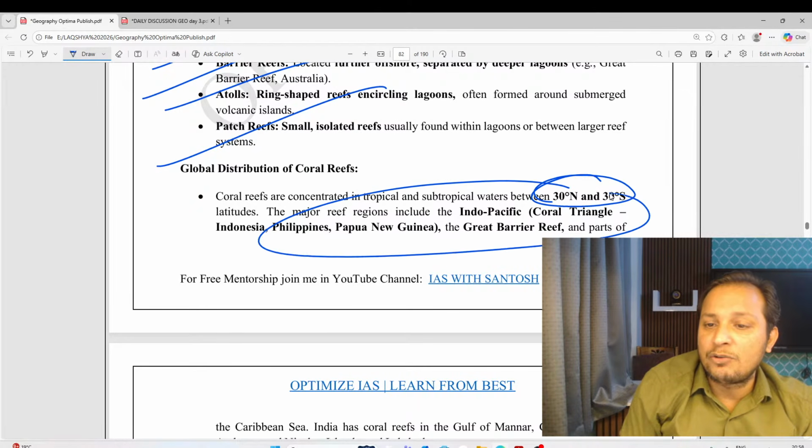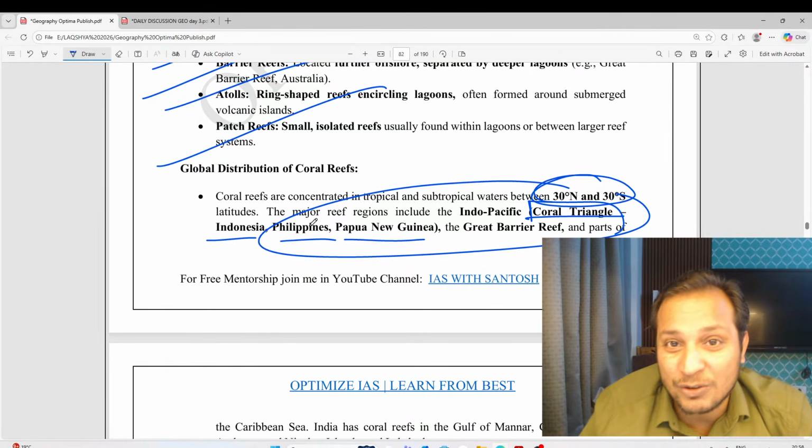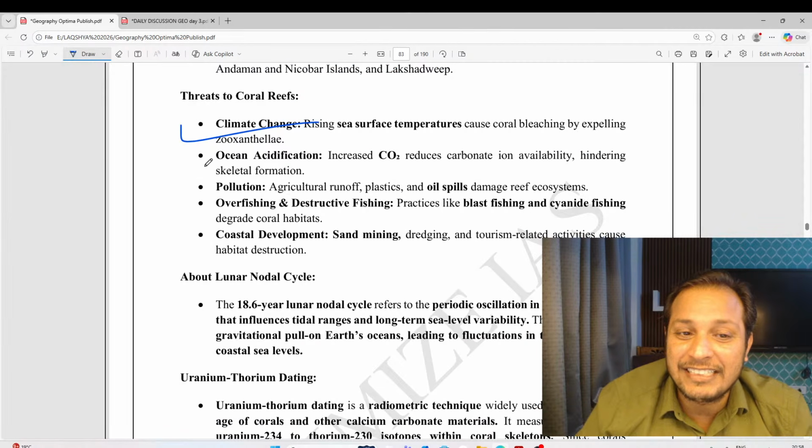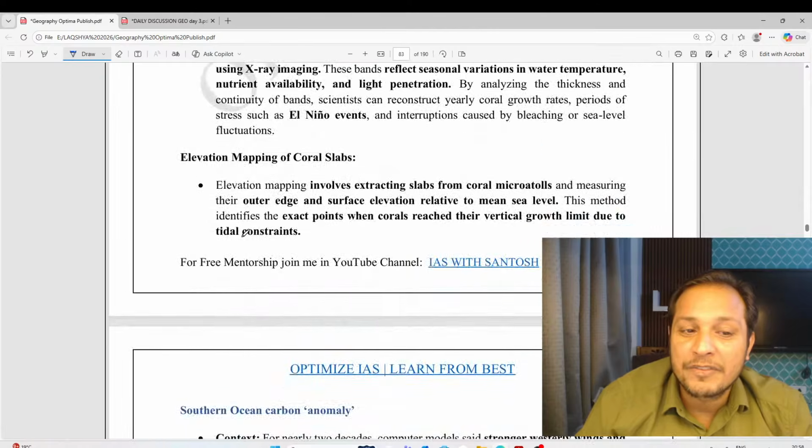You can see here the coral triangle: Indonesia, Philippines, Papua New Guinea. Coral triangle is very important. Map location, coral triangle, 30% of coral reefs are there only. Ocean acidification, climate change, pollution, all these are threats to coral reefs.